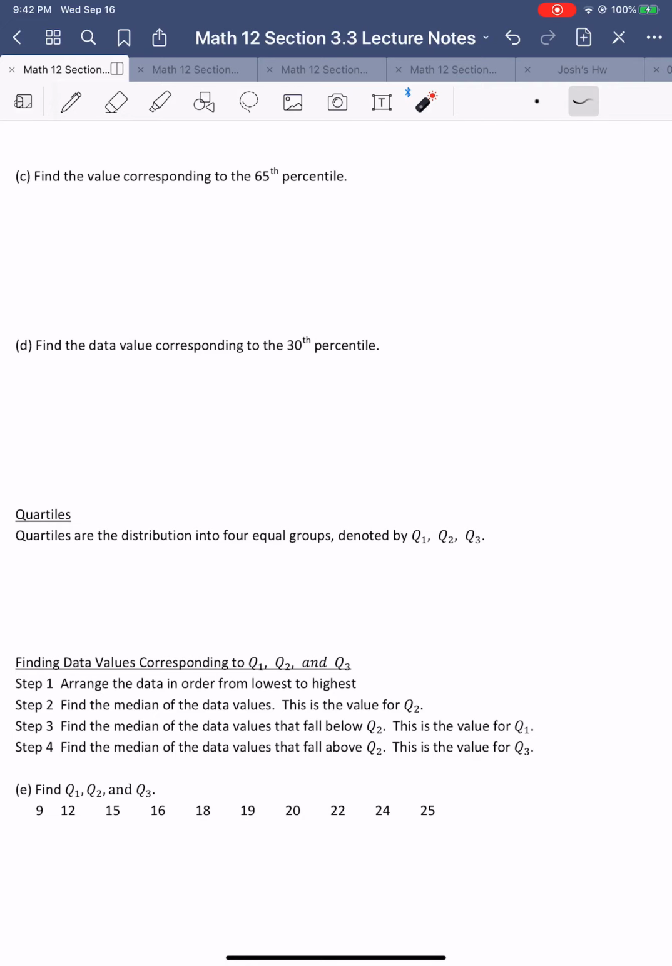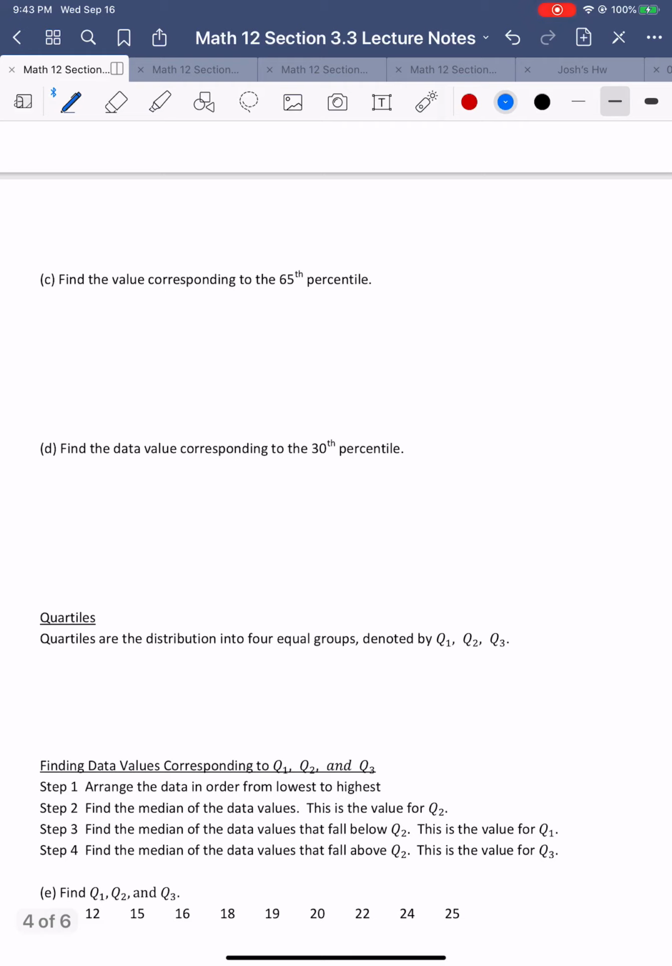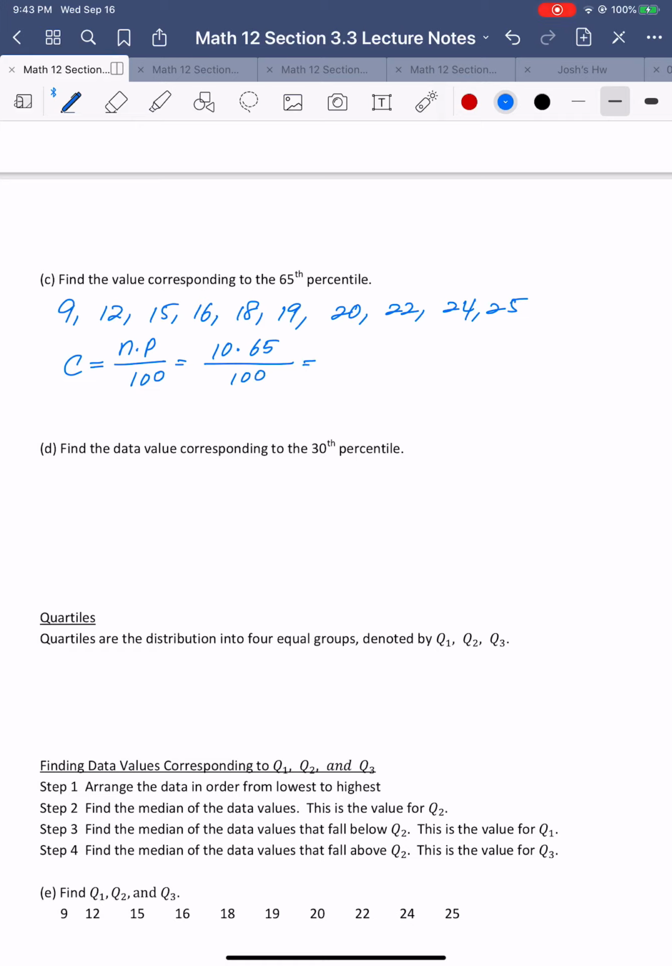So find the value corresponding to the 65th percentile. What data value is in the 65th place? I'm using the same data values, okay? So: 9, 12, 15, 16, 18, 19, 20, 22, 24, and 25, right? So what I do is C equals n times P over 100. There are 10 numbers and the percentile is 65, over 100. So it gives you 6.5. Now it's a decimal, not a whole number.